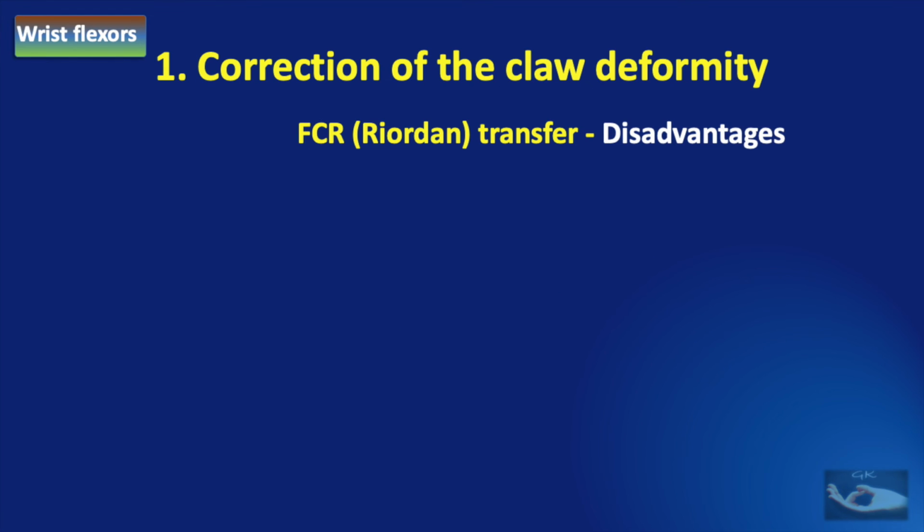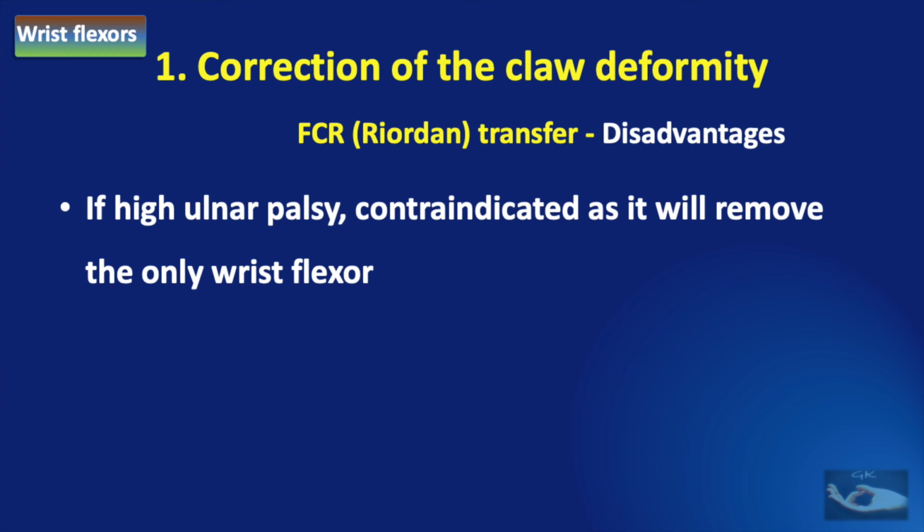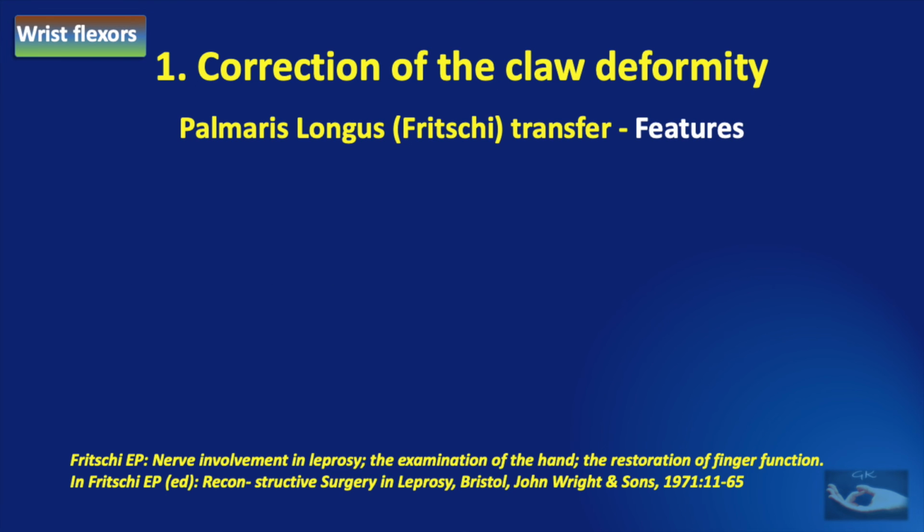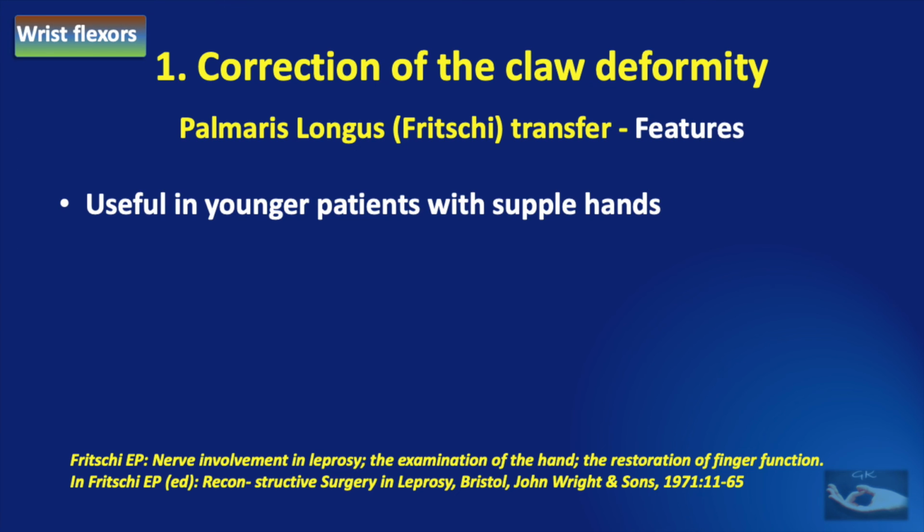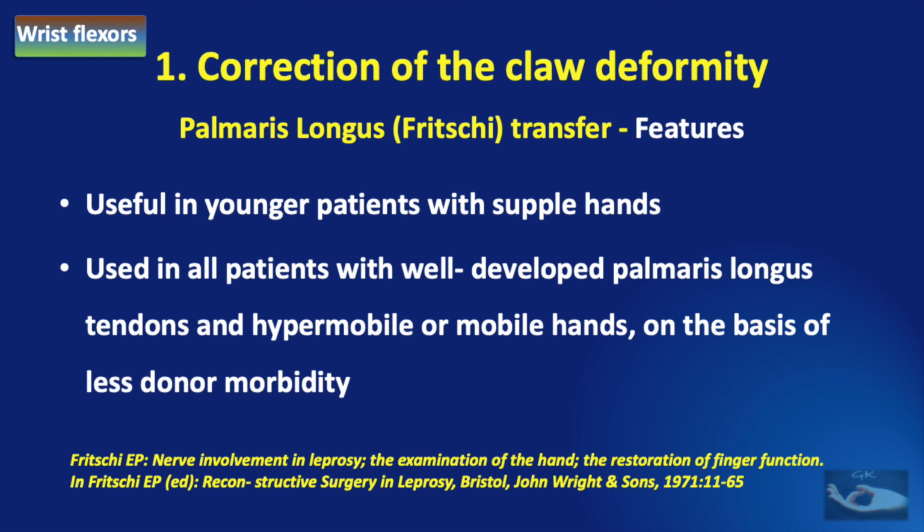The obvious disadvantages of this transfer are: if it is a high ulnar nerve palsy, it is contraindicated as it will remove the only wrist flexor. Ernest Fritchie, on the other hand, suggested using a weaker tendon for transfer like the palmaris longus, and this he described in 1971. Though the palmaris longus is a weak muscle, it is useful in younger patients with supple hands, and it can be used in all patients with well-developed palmaris longus tendons and hypermobile or mobile hands on the basis of less donor morbidity.